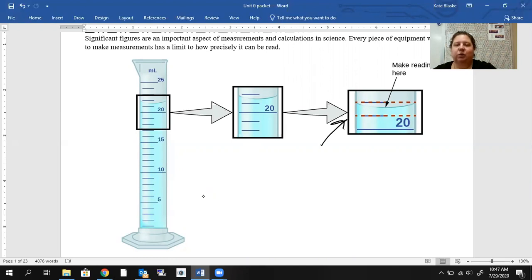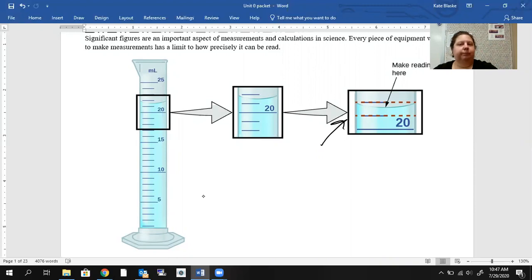I would hope that by now you would know that if you reported that as 21 milliliters, that would be wrong. That is underestimating that measurement much too much. If you reported that measurement as 22 milliliters, that also is incorrect. That is overestimating that measurement too much. So we know it's somewhere in the middle.